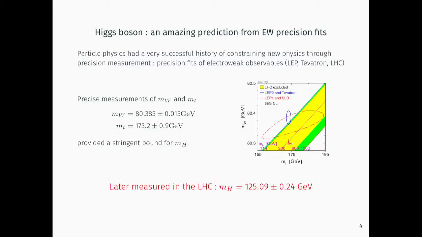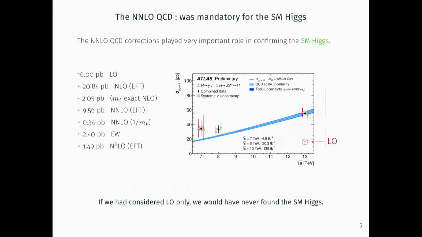Later on, of course, in 2012, we discovered the Higgs with this mass. So you can see the power of the precision. If we make a precision calculation, we can make such a prediction, confirmed by measurement. Okay, let's take another case.